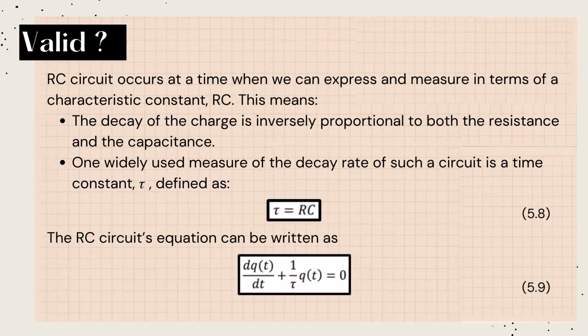This means, first, the decay of the charge is inversely proportional to both the resistance and the capacitance. The second is that one widely used measure of the decay rate of such a circuit is a time constant tau, defined as equation 5.8. The time constant tau is the time it takes for an initial charge to be reduced to the value Q0 over e. Based on 5.8, the RC circuit equation can be written as equation 5.9.